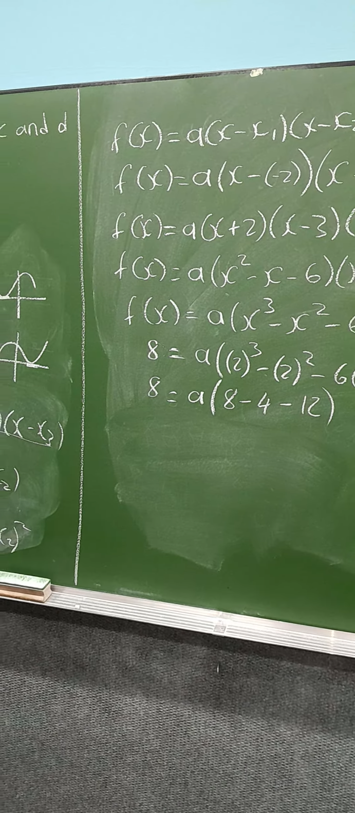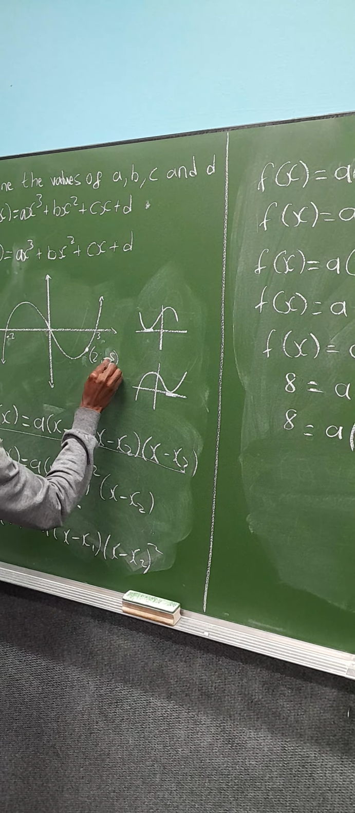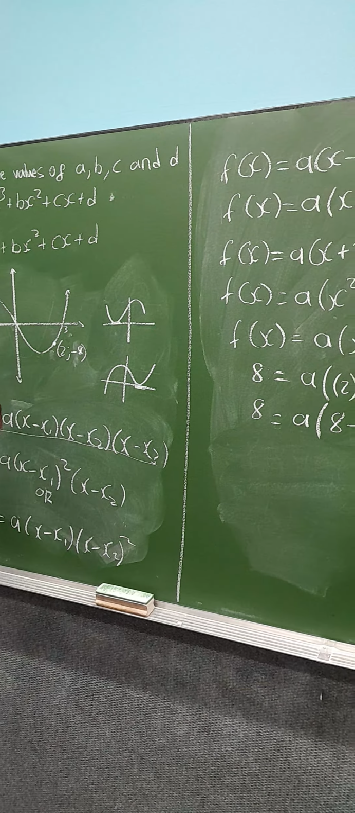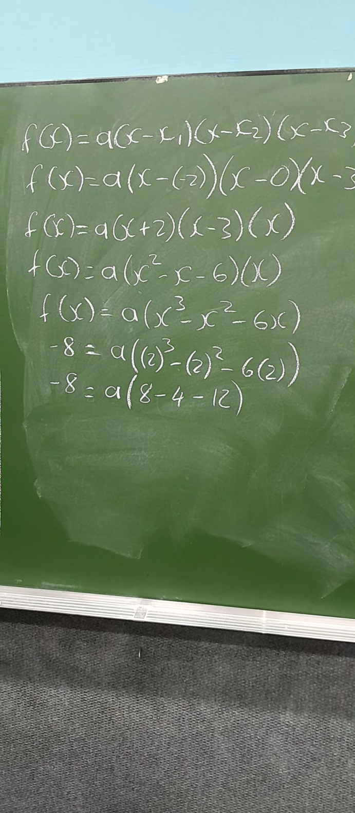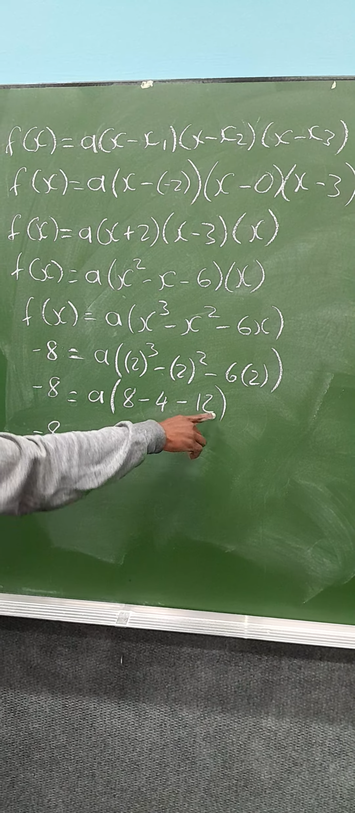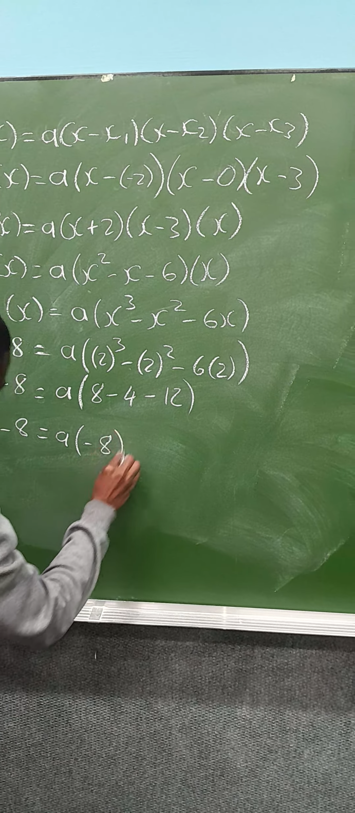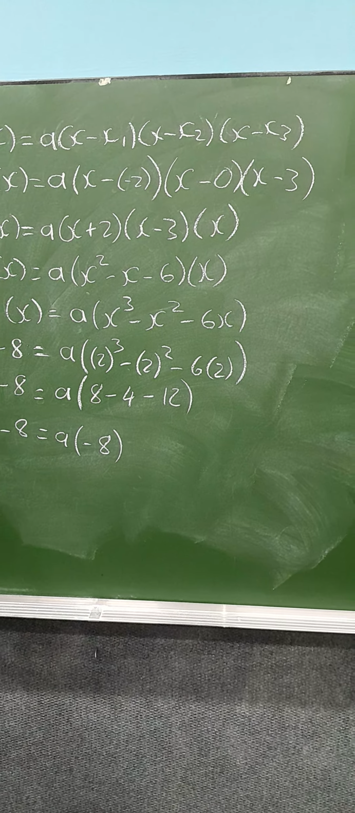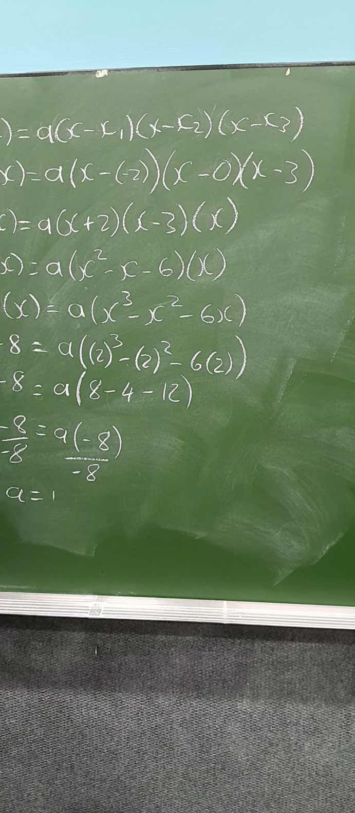Okay, so I just realized that from the point that we are given, it's not positive 8, however, it's negative 8 because it's below the x-axis, by the way, so that's negative 8 instead of positive 8. So here we are going to have negative 8 equals a into, so here we said negative 4 minus 12, that's going to give us negative 16, plus 8, that's going to give us negative 8. And then from here we can divide by negative 8. So that means our a is going to be positive 1.